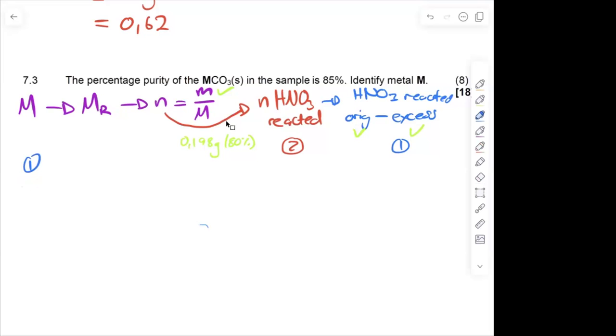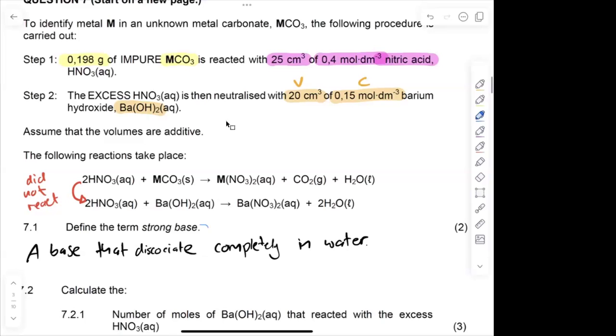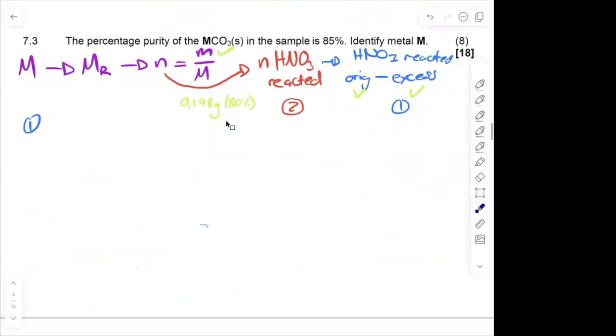That's going to get us the final answer. Let me quickly do that. So the question says, the percentage purity of MCO3 in the sample is 85%. Identify the metal M. So we need to identify what on earth this metal M is, right? This is quite a tricky question. If you can get this question right, you have no reason not to get 100% for chemistry. It is a very tricky question. Don't feel bad if it feels challenging at the moment. More and more practice is going to make it easier for yourself.